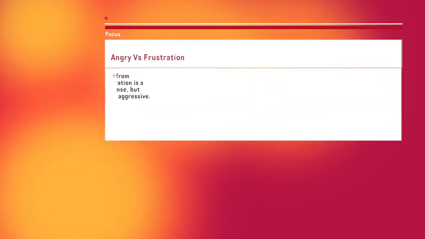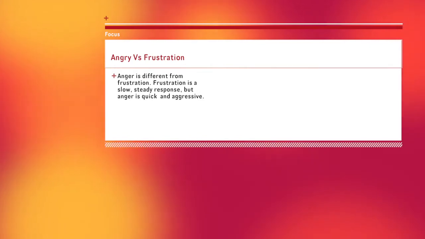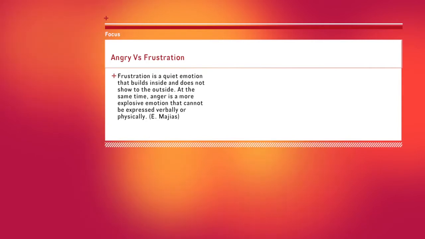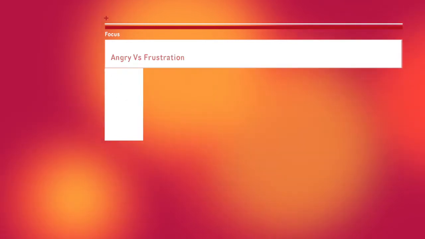Anger is different from frustration. Frustration is a slow, steady response, but anger is quick and aggressive. Frustration is a quiet emotion that builds inside and does not show to the outside. At the same time, anger is a more explosive emotion that can be expressed verbally or physically.